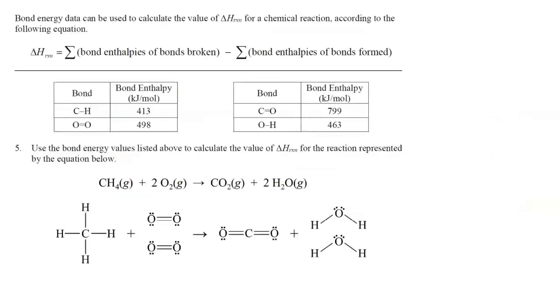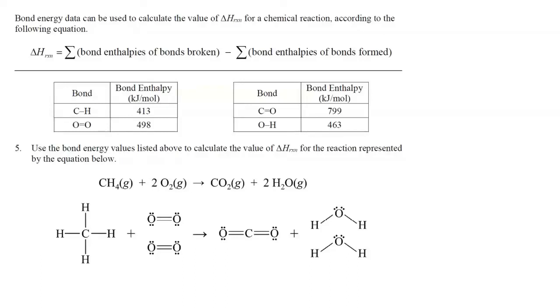All right, we're going to see 2 examples here in your packet, question 5 and question 6, involving using this equation of the sum of the bonds that are broken minus the sum of the bonds that are formed. So here we have a balanced chemical equation in question 5, and it says use the bond energy values listed above to calculate the value of delta H for the reaction represented by the equation below.